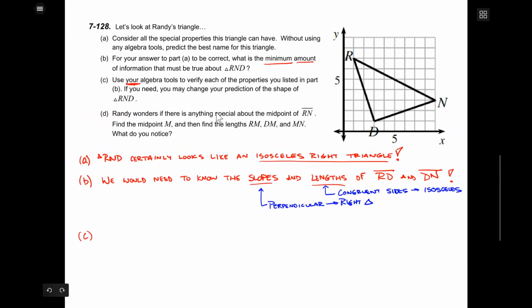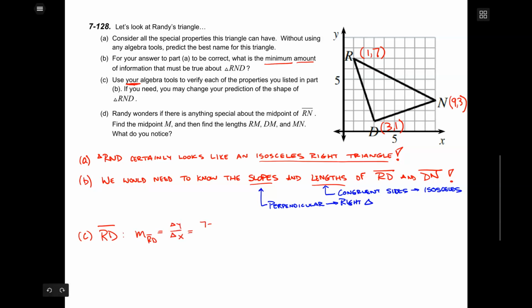What I want to do real quick is I like to annotate the coordinates here. D is at 3, 1, because we're going to need to reference these several times, so it's nice to add them to the picture. R is at 1, 7, and then N is 9, 3. So let's start by looking at segment RD. Let's first calculate the slope of RD. Remember, that's delta y over delta x.